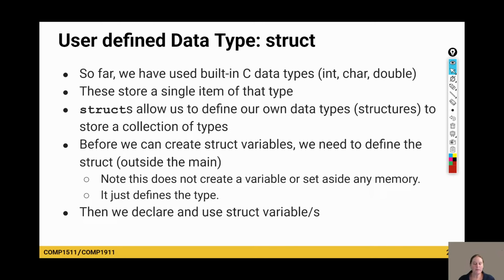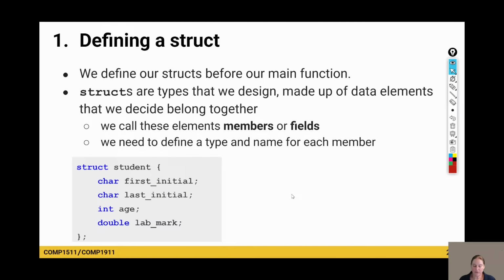So far we've been using these built-in primitive data types like int, char, and double, and they can only store a single item of that type. We're going to learn about structs today. That allows us to design and define our own data types that can store collections of things, so more than one thing. So let's go and have a look at what we do.